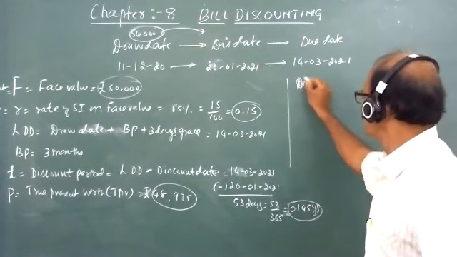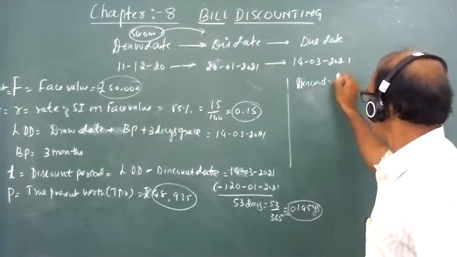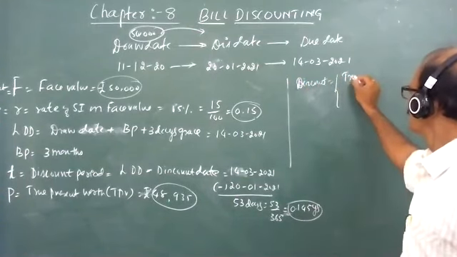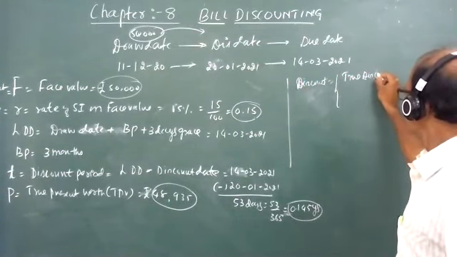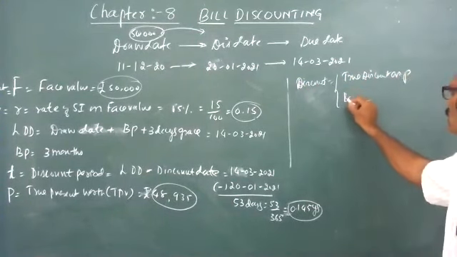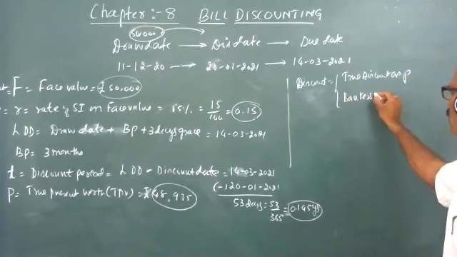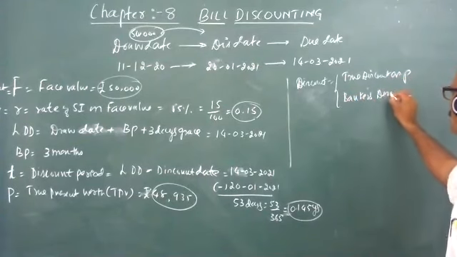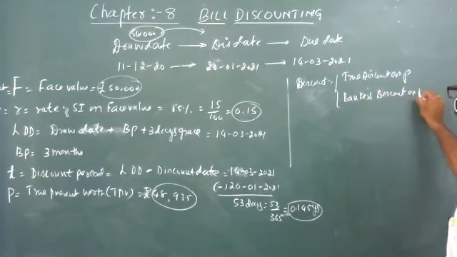So one is true discount on P, another one is banker's discount on F. So what is the P amount here?